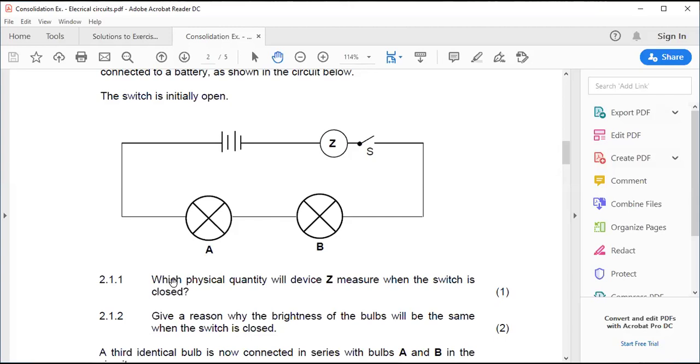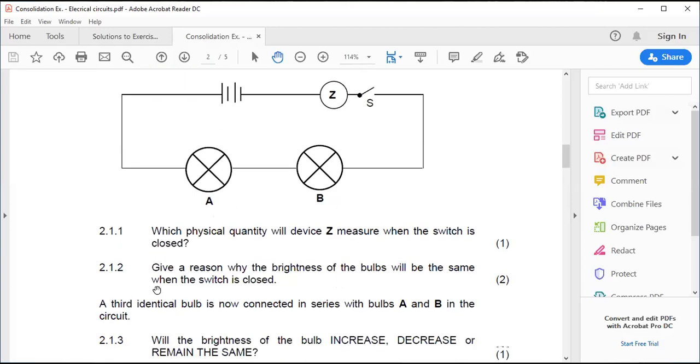The question is asking for the quantity that it measures. So someone is bound to write ammeter. If you write ammeter, you're wrong, because that's not a physical quantity. That's an instrument that is used to measure current. Right, we move on to the next one, 2.1.2.